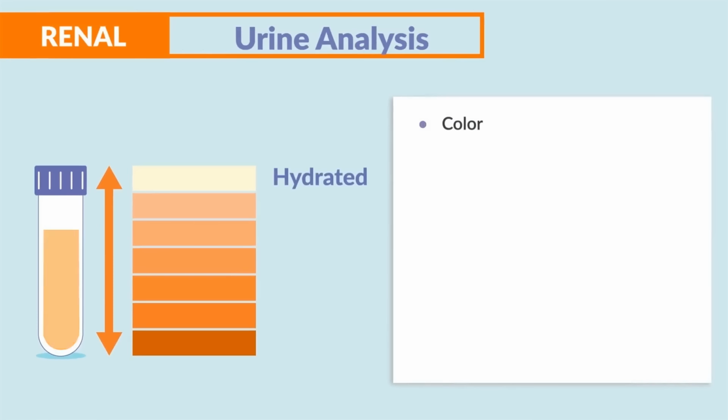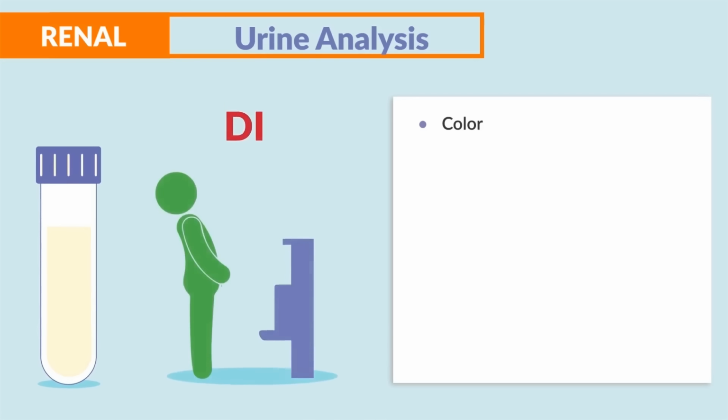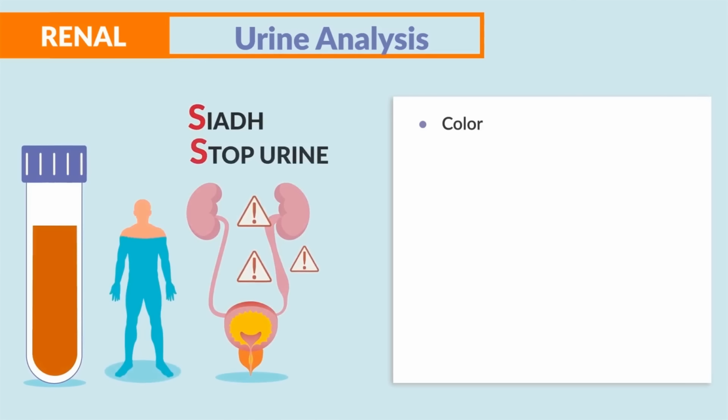So for color, light typically means hydrated and dark urine typically means dehydrated. Now there are certain cases when this doesn't match up. For example, when we dump too much urine in DI, that's diabetes insipidus. So we end up diuresing a lot of fluid and end up with light urine, but a dry body. Or on the other side of things, in SIADH, we stop urinating. So we end up with dark urine and a really fluid-filled body. But we cover that in full detail in the endocrine lectures.